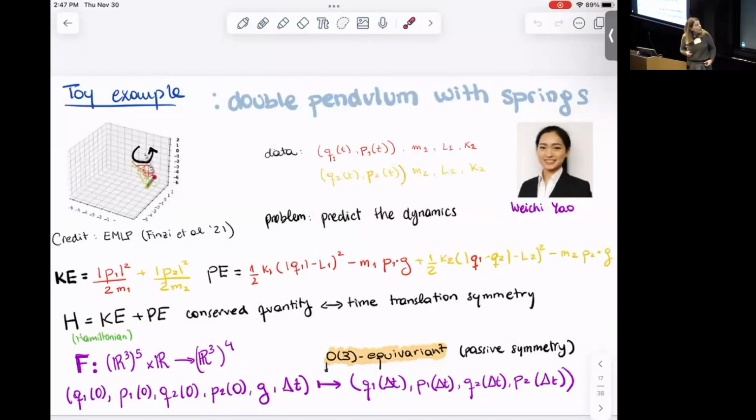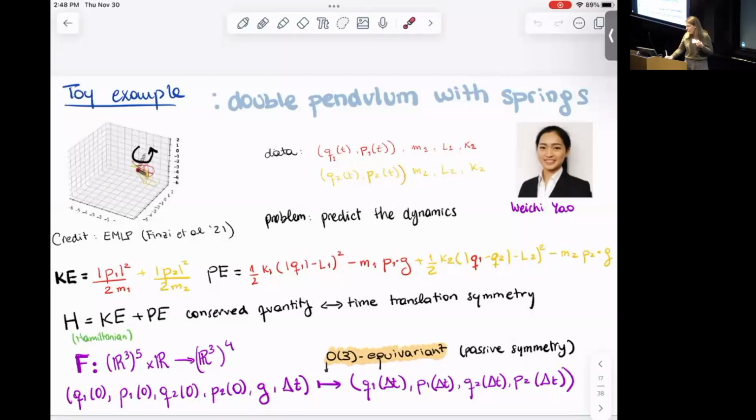Okay, so I'm going to show you one toy example, and then an example that is not a toy, so that you believe me that this makes sense. Just to understand how this model works, I showed you this double pendulum with springs that I had at the beginning. This is a Hamiltonian system, and I want to predict the dynamics. There are many symmetries here. This is the symmetry in the plane that I told you earlier.